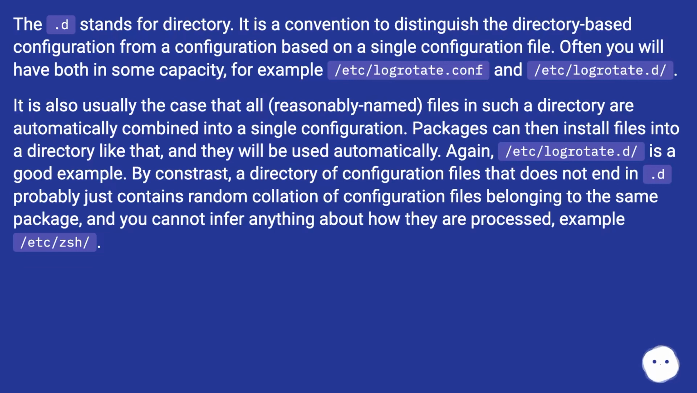Again, /etc/logrotate.d/ is a good example. By contrast, a directory of configuration files that does not end in .d probably just contains a random collation of configuration files belonging to the same package, and you cannot infer anything about how they are processed. Example: /etc/zsh/.